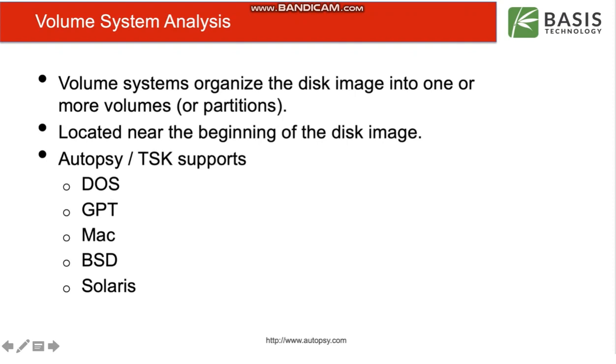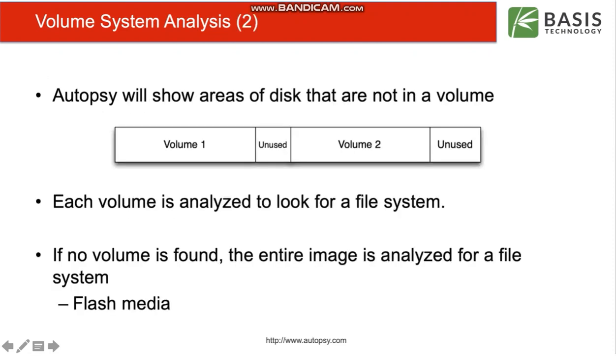So on the volume system side, volume systems, as a refresher, organize a disk into one or more volumes or partitions. They generally have some kind of data structure at the beginning of the disk image that shows how it's going to be organized. And Autopsy and the Sleuth Kit will support DOS and GPT partition tables, which are the two most common ones, as well as Mac and BSD and Solaris and some older legacy formats, if you will.